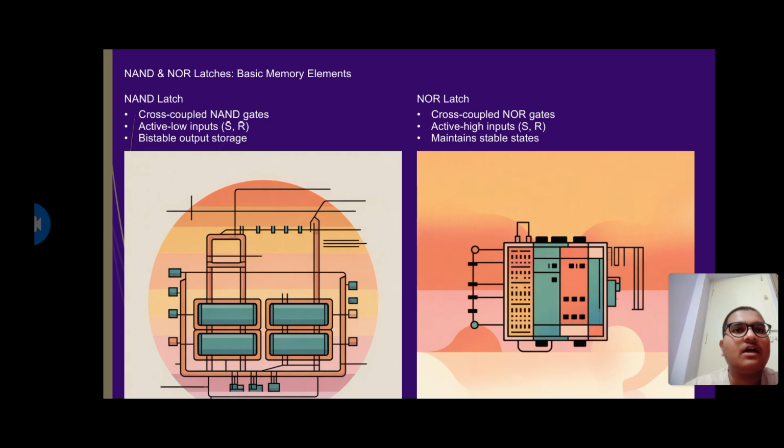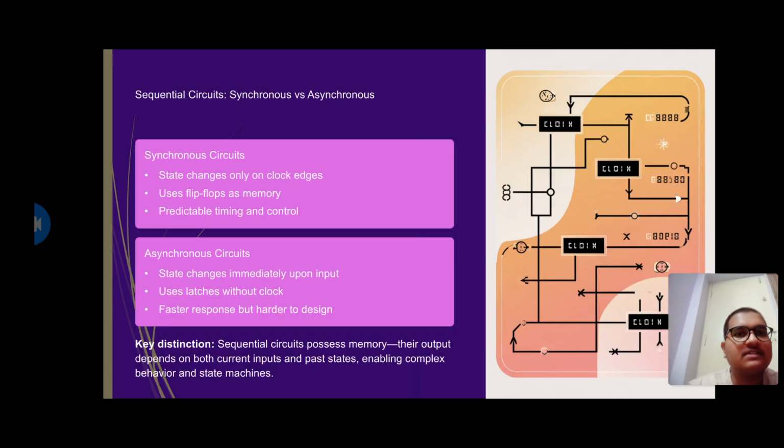There are NAND latches and NOR latches. A NAND latch consists of cross-coupled NAND gates, whereas a NOR latch consists of cross-coupled NOR gates. A NAND latch has active low inputs like S bar, R bar, whereas a NOR latch has active high inputs like S, R. A NAND latch has bistable output storage, whereas a NOR latch maintains stable states. These latches are used in designing asynchronous circuits as we have discussed.